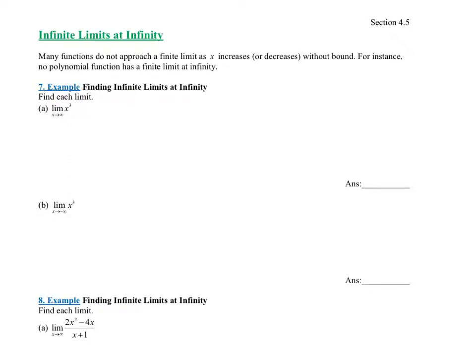So the last page of notes here says infinite limits at infinity. This is combining the two things. In the previous section, we had the y values approach infinity. In this section, we had the x values approach infinity. Now we're going to be looking at the combination of the two, where both x and y values approach infinity or negative infinity.